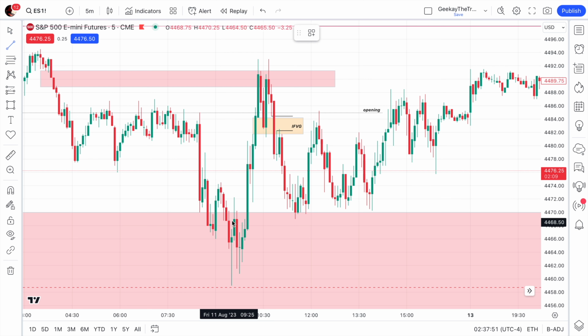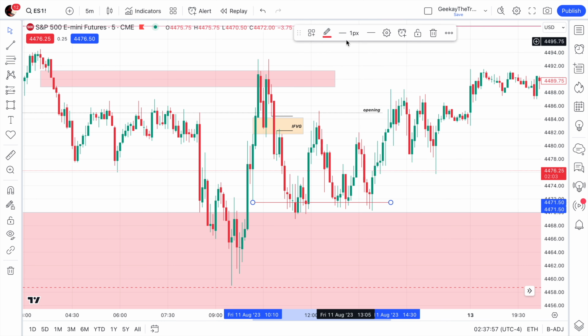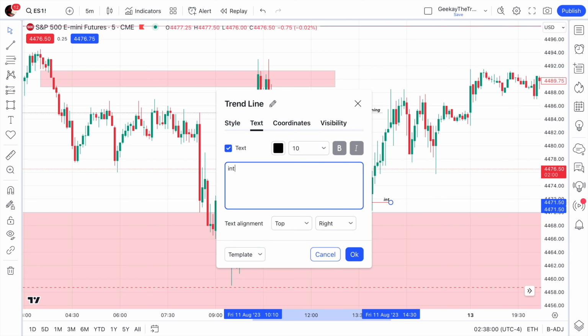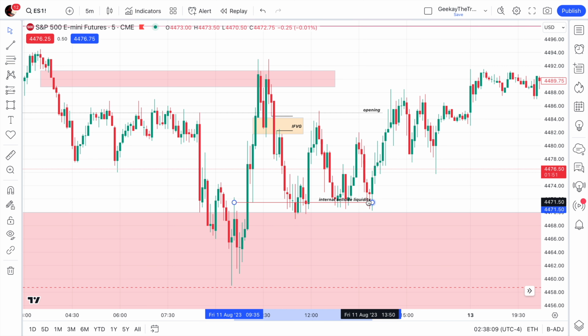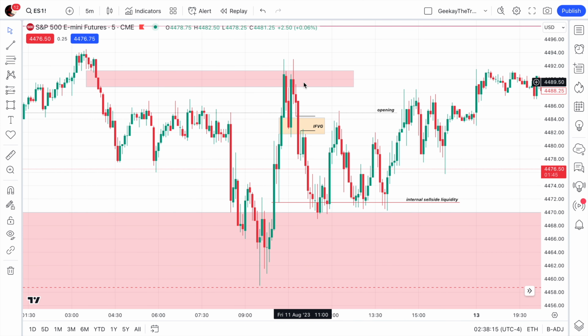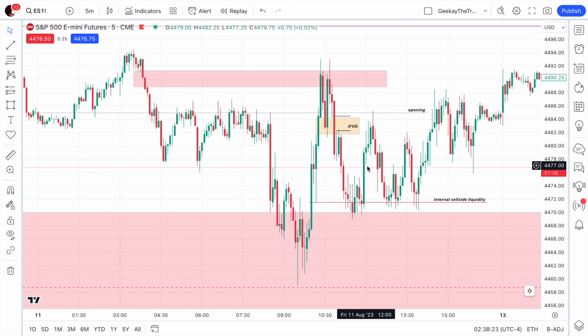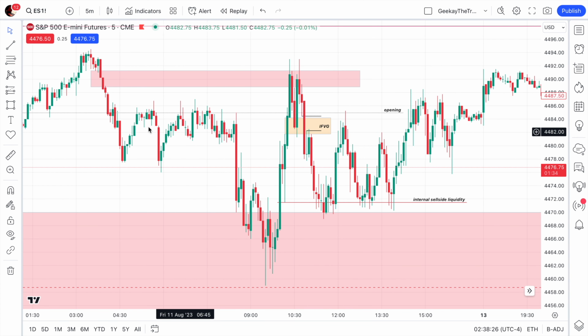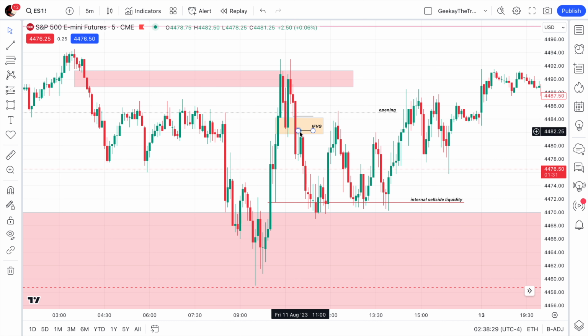Partials come off below this internal sell side liquidity here. And look what happens whenever we took that internal sell side. See how it just consolidated, traded higher, and then consolidated into the close. And then from here, obviously our target was internal sell side. That was the main target.